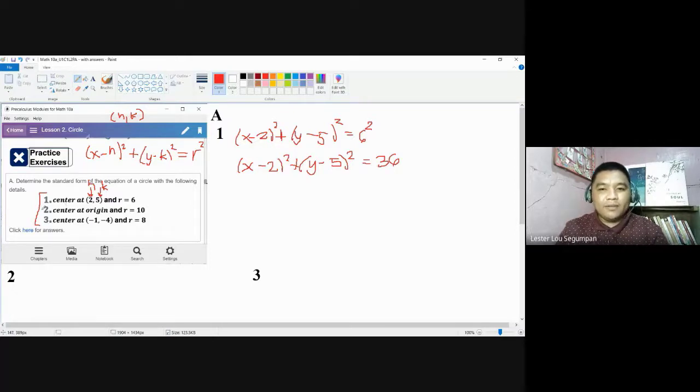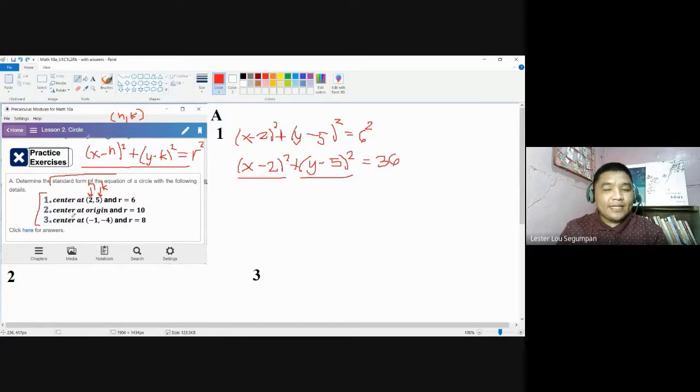Before we go to number 2 and number 3, some of you might try to simplify this, which you don't need to, because the concern is standard form. Standard form is already in this form, so it stays as it is. Just make sure there is no repetition of signs, and that the binomial is already simplified. Let's proceed to number 2.